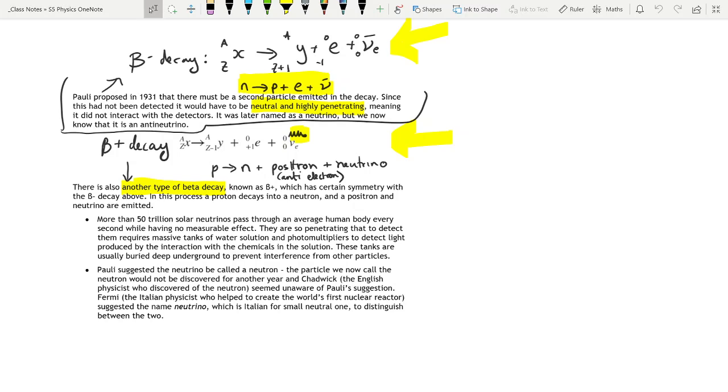The little line on top of it. Okay. And more than 50 trillion solar neutrinos pass through an average human body every day.